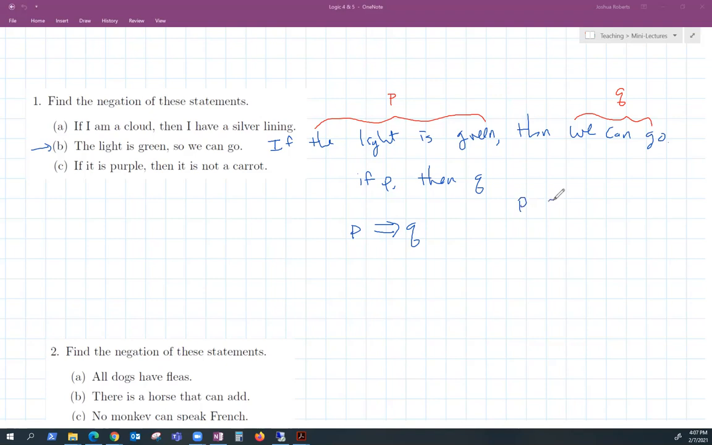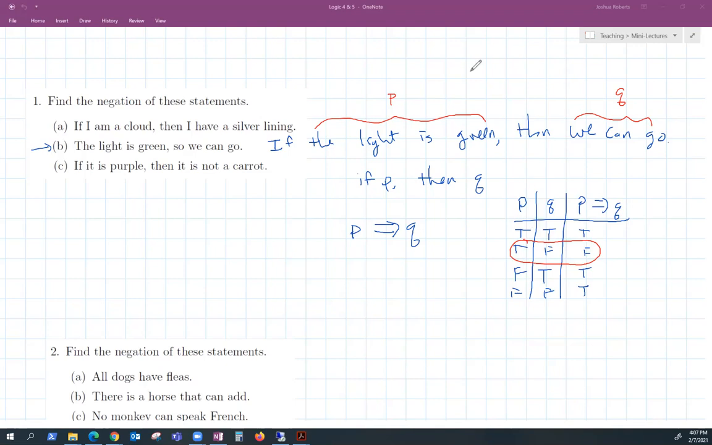Now remember implications, okay? The truth table for an implication looks like this. Here's true, true, true, false, false, true, false, false. So true, true is true, true, false is false, false, true is true, false, false is true. The only time that an implication is false is when we have true implies false. That is when P is true and Q is false.